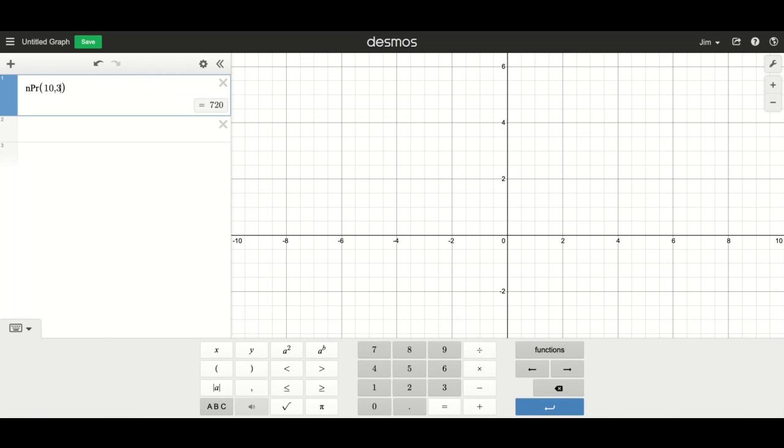If you have a graphics calculator, usually you have to put the 10 in first, then hit the NPR, and then the 3. But with the Desmos calculator, you just put in parentheses and you get your answer. So you can use the Desmos calculator tonight when you're doing these types of problems on your assessment, okay? So I'm going to turn that off.